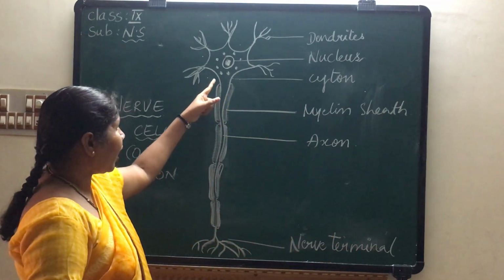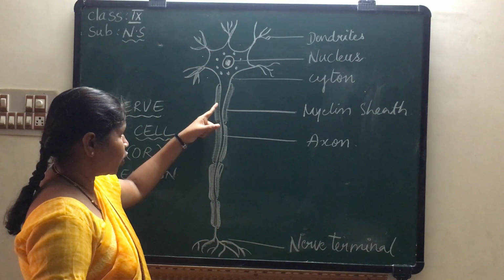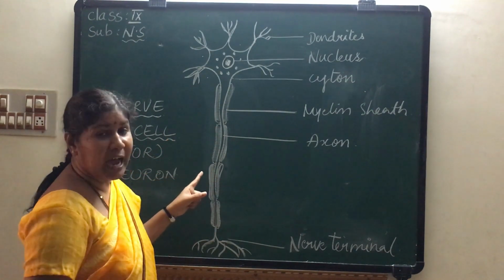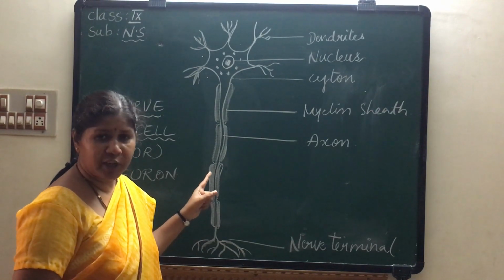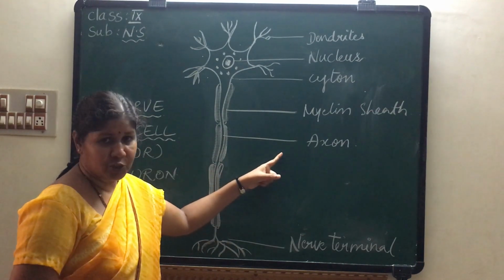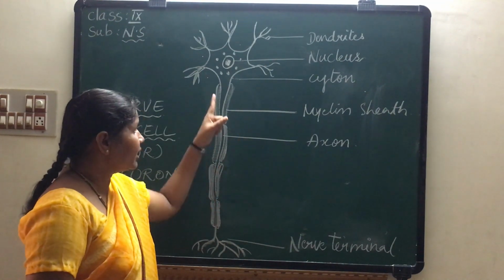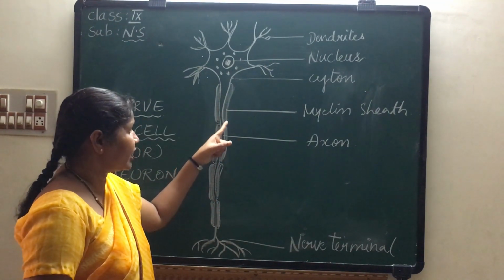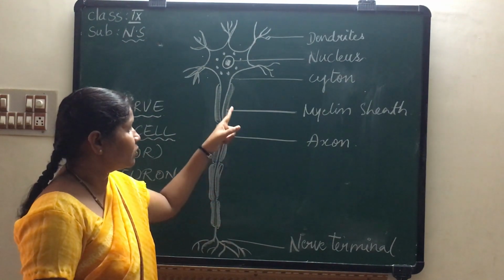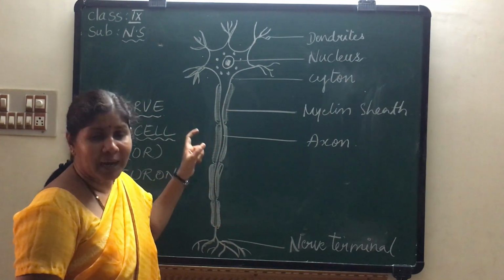And at one part of the cyton, you can find a long structure which is unbranched. It is not at all branched. An unbranched structure called axon. This axon is covered with a sheath called myelin sheath.